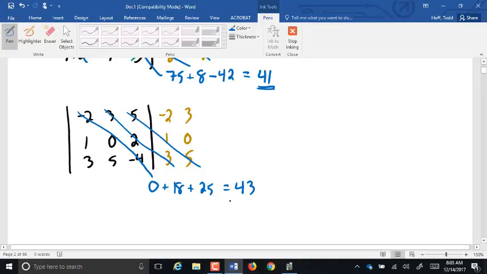Now, first of all, everybody see where I got the 0, 18, and 25? I'm just multiplying each diagonal. Negative 2 times 0 is 0, 0 times negative 4 is 0. 3 times 2 is 6, 6 times 3 is 18. 5 times 1 is 5, 5 times 5 is 25.